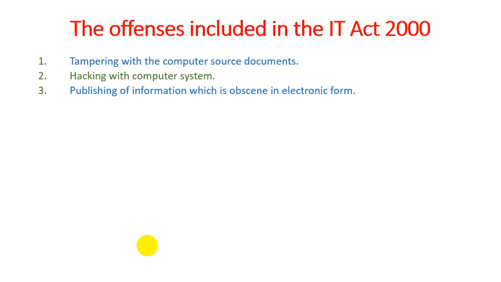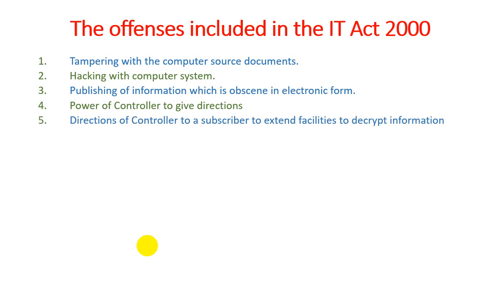publishing information which is obscene in electronic form. It also means that if you take information from another website and publish it on our website without any kind of permission, it is also a kind of copyright crime. Then power to give directions to subscribers to extend facilities to decrypt information. Protected system: we want to protect our system with the help of security software like face scanning and fingerprint scanning. For viruses we install antiviruses. This is also part of protecting the system.